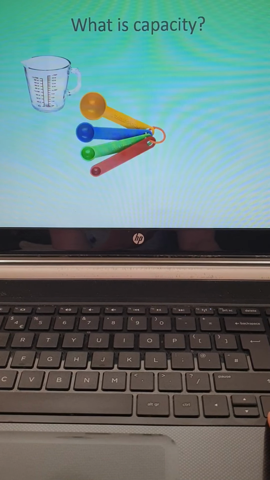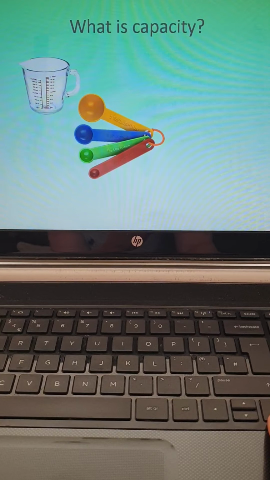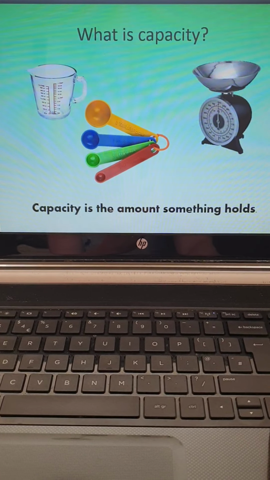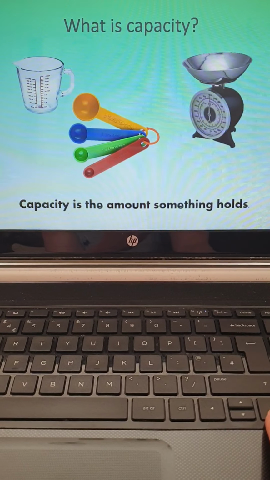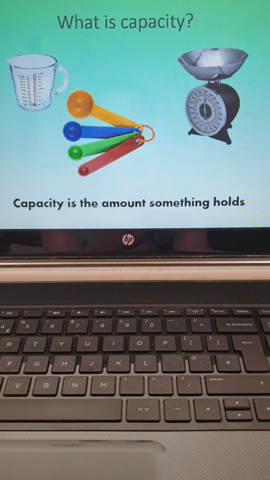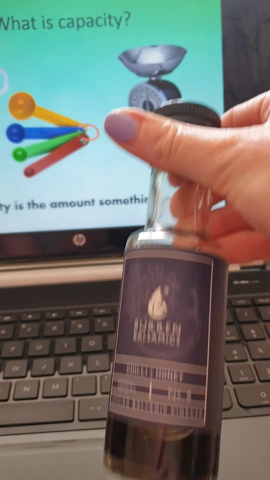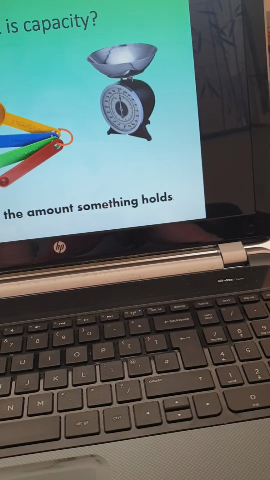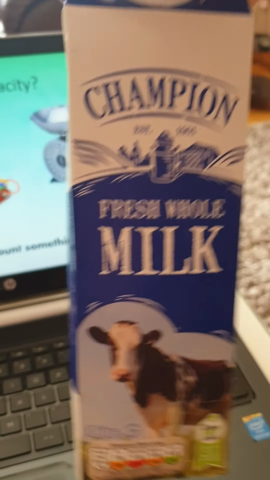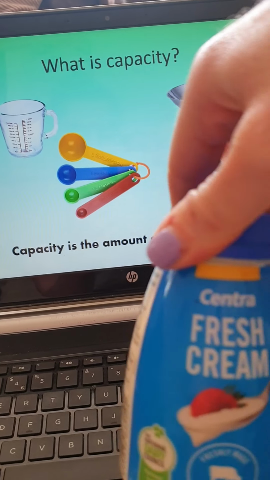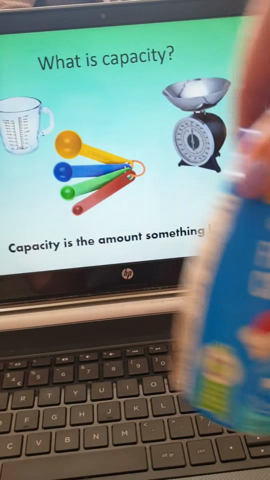What is capacity? Capacity actually involves a jug, it can involve some spoons, or a weighing scale. Capacity is the amount that something holds. For example, it could be the amount that this jar of vinegar holds, this milk carton holds, or this jar of fresh cream holds.